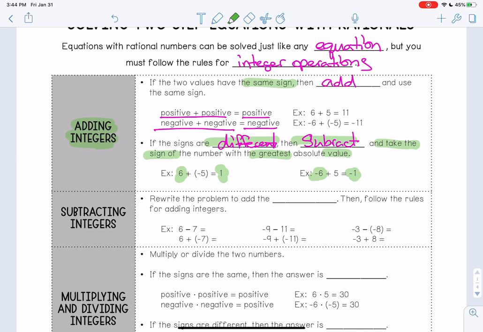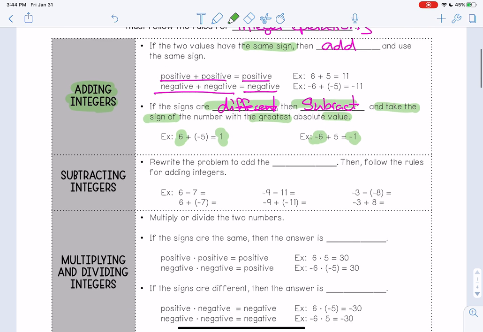So if the signs are the same when you're adding numbers, then you just add them together and they keep that sign. If both are positive, the answer is positive. If they're both negative, you add them together and the answer is negative. If the signs are different, then you take the two numbers and subtract them, and whichever number is bigger, that's the sign you're going to use. If the bigger number is negative, your answer is going to be negative. If the bigger number is positive, your answer is going to be positive.